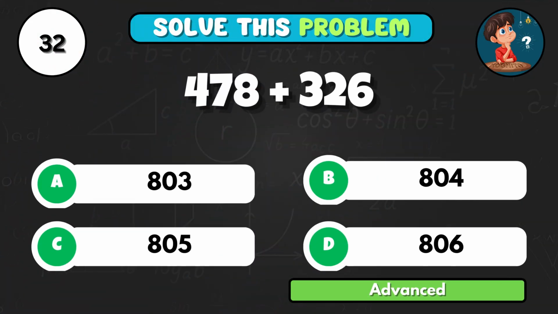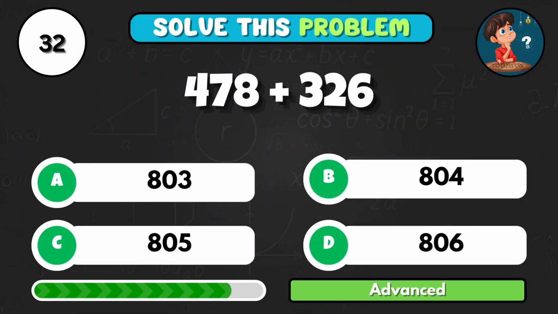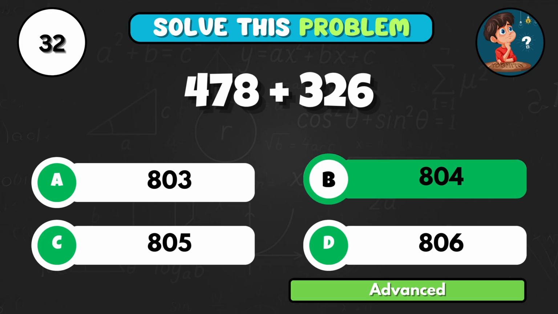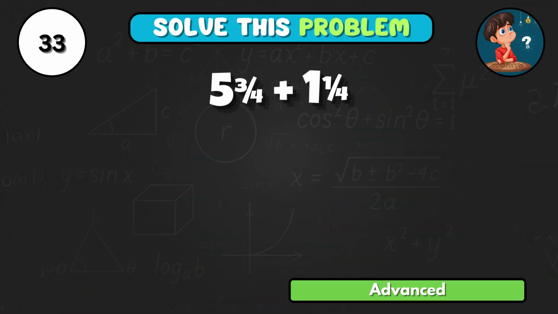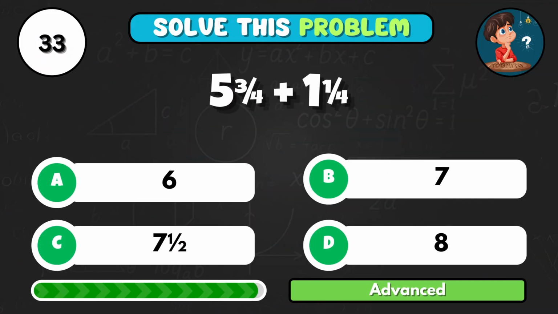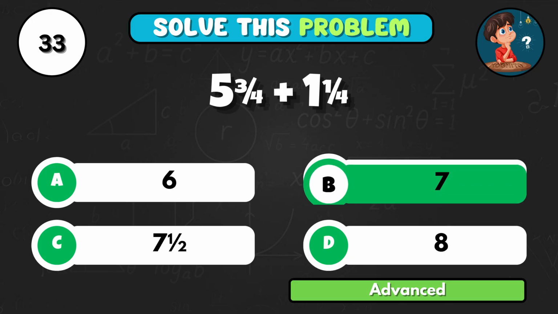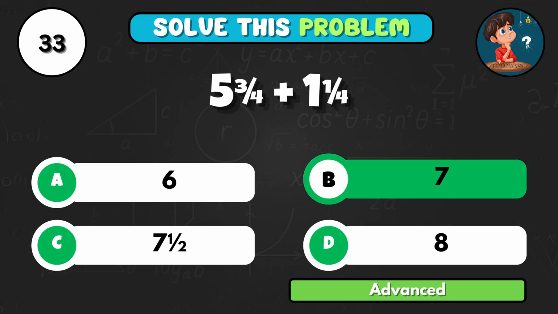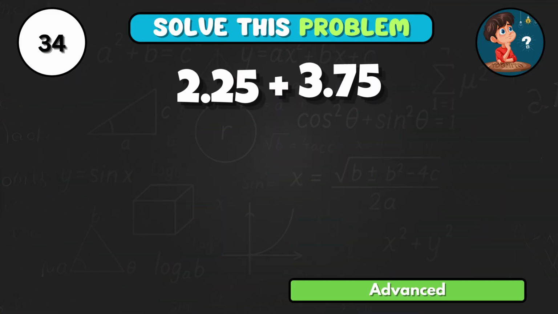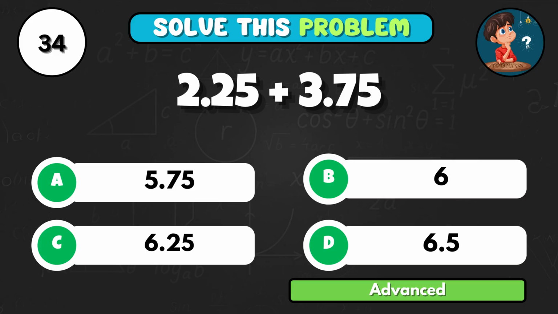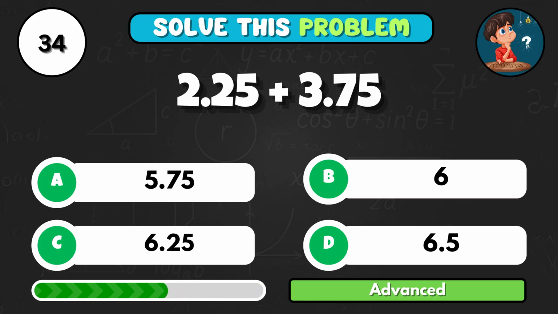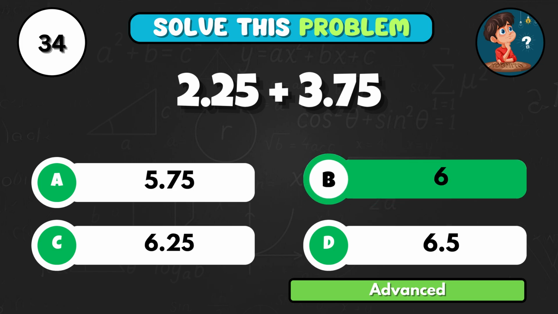478 plus 326 equals... Option B is correct. You get 804. 5 3/4 together with 1 1/4 makes... The right answer is B. That totals 7. 2.25 added to 3.75 equals... Option B is correct. That makes 6.